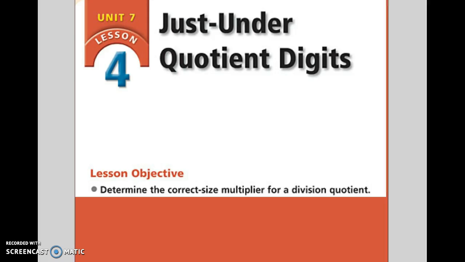This is Mrs. Naslund, and today we'll be looking at Unit 7, Lesson 4, just under quotient digits. Our learning target for today is, I can determine the correct size multiplier for a division quotient. That sounds pretty complicated, but as we dig in, you'll see that it's not as complicated as it seems.